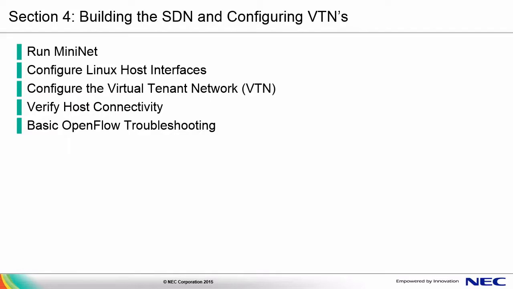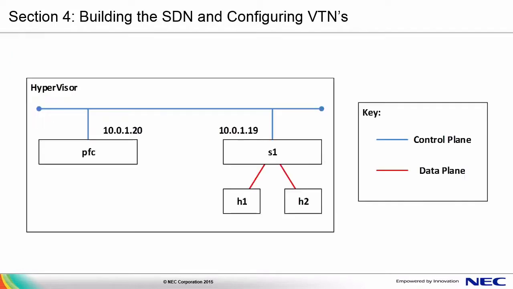First though, let's show you the topology for this scenario. Our diagram here shows our VirtualBox hypervisor and 2 virtual machines. To the left, we have our virtual PFC, and to the right, we have Mininet, which has spun up an OpenFlow switch and 2 Linux hosts, H1 and H2.